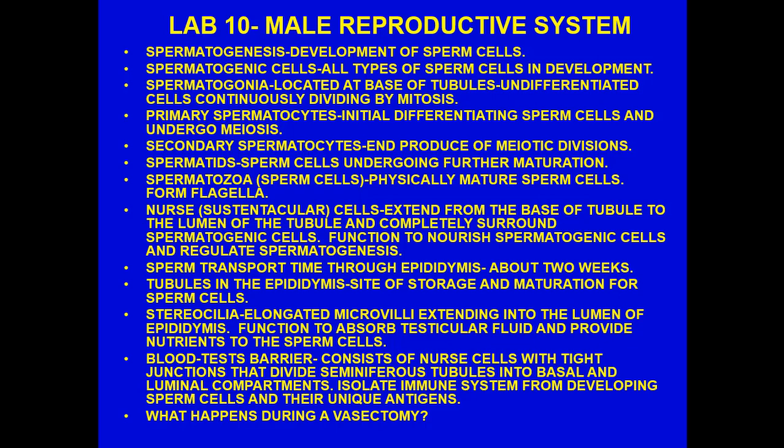And the secondary spermatocytes are the end product. You will have now sperm cells that have 23 chromosomes of DNA. Okay? When you have spermatids, these are sperm cells undergoing further maturation.